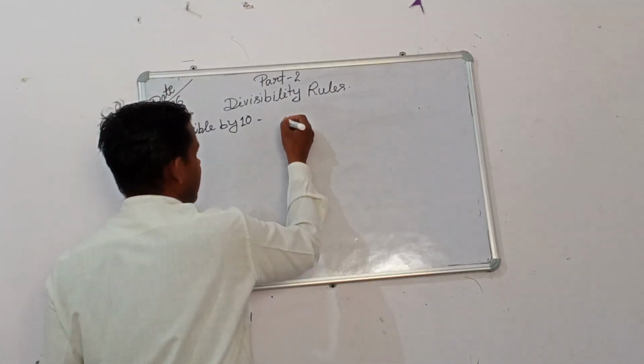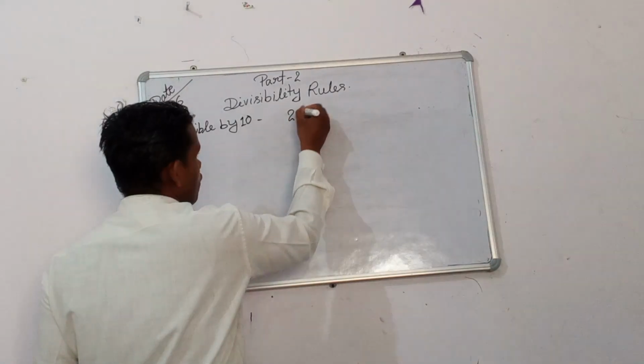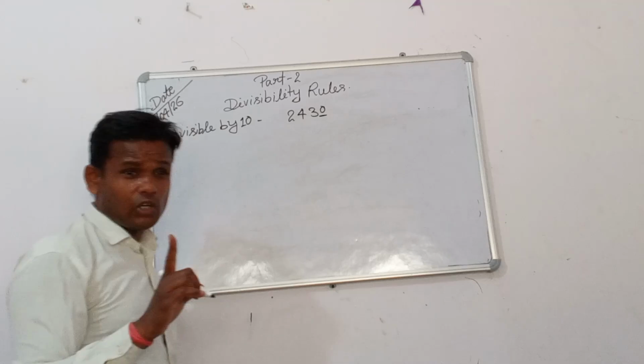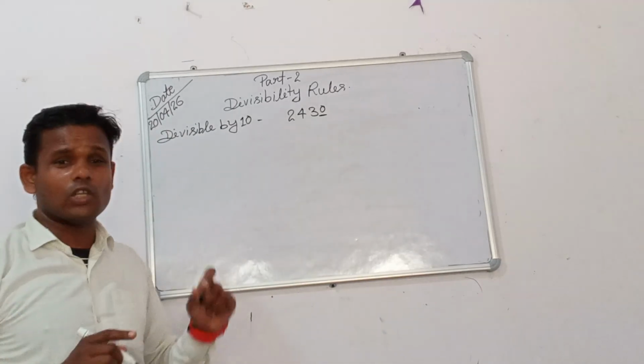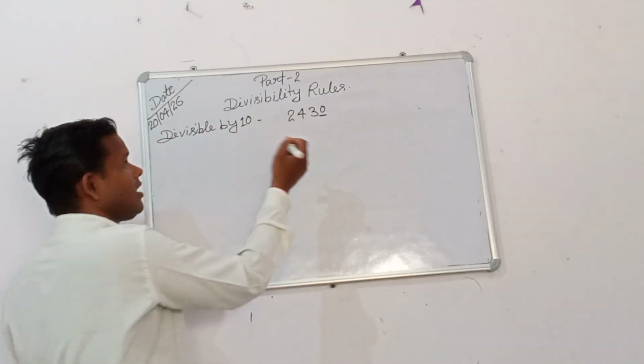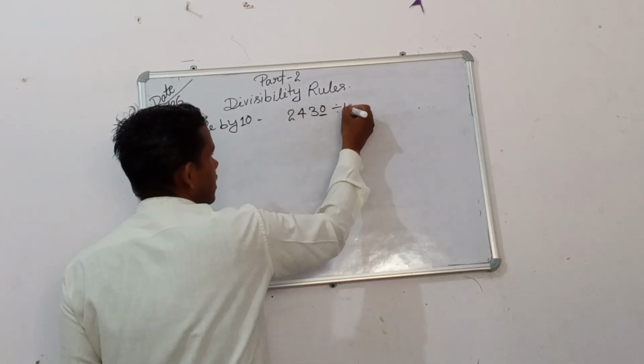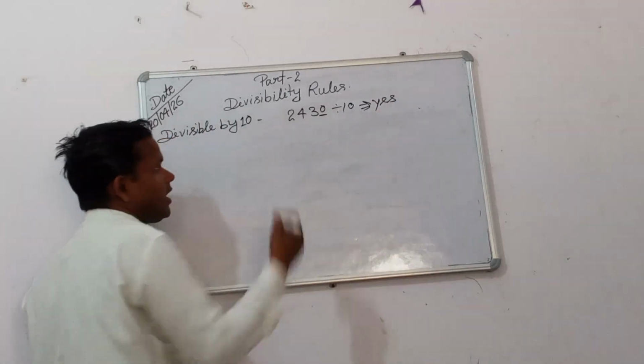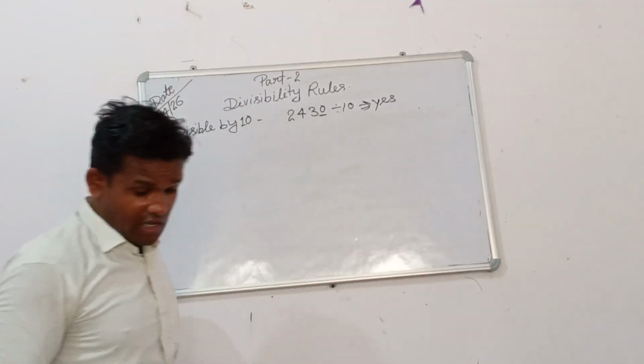That means here we take an example, 2430. Observe that the ones place is 0. Then we say that the given number is completely divisible by 10. Yes, the given number is completely divisible by 10.